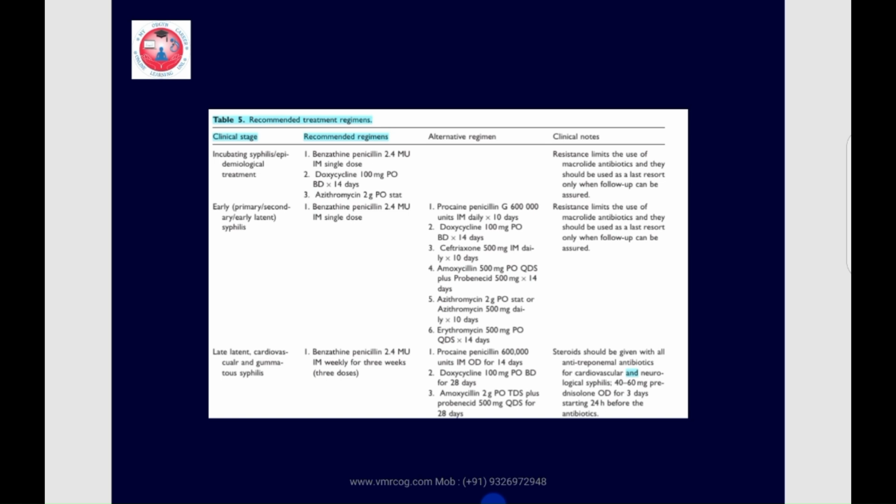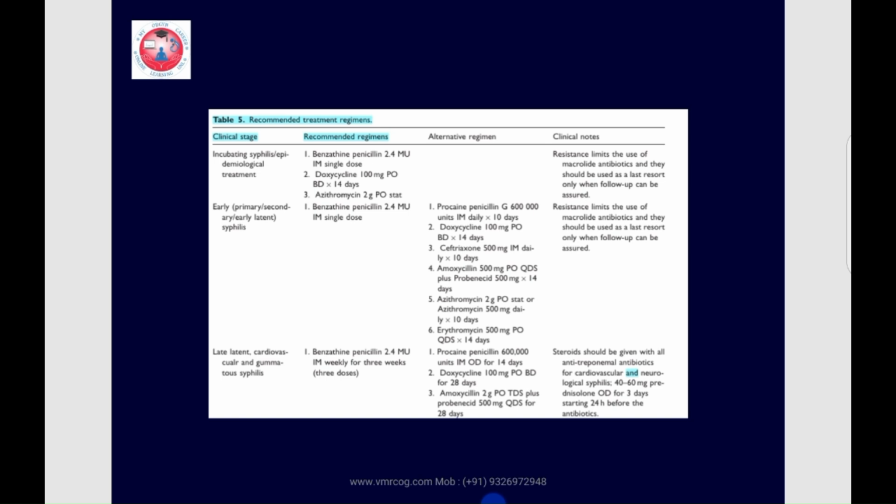In the third trimester, we will give 2 doses. In late disease, we will give weekly for 3 doses. When we go for procaine penicillin injectable or ceftriaxone, because the patient is sensitive to penicillin, we will give injectable for 10 days. When we go for oral treatment, any drug is given for 2 weeks in early disease.